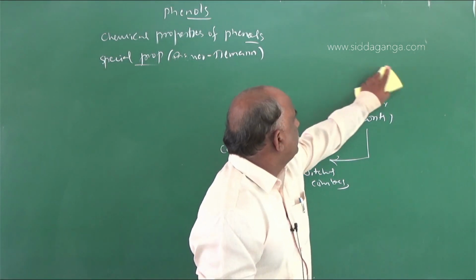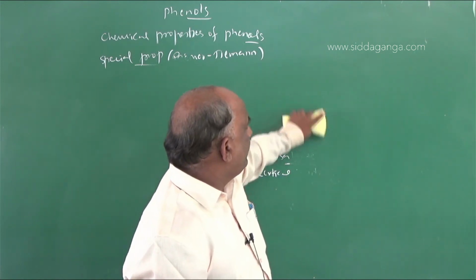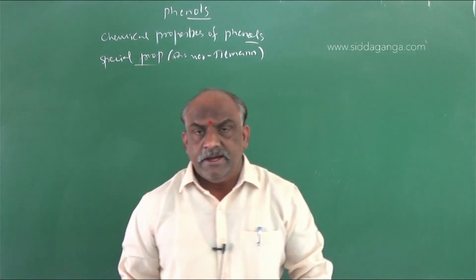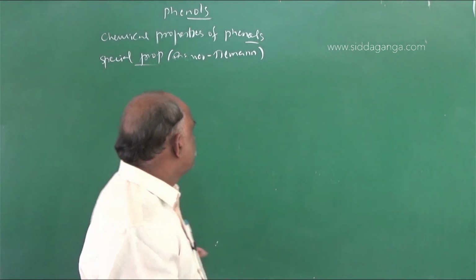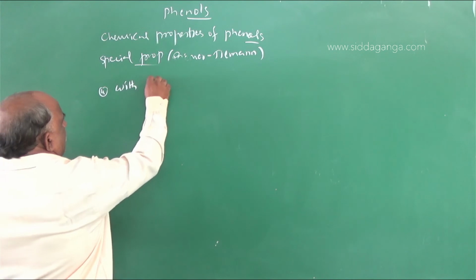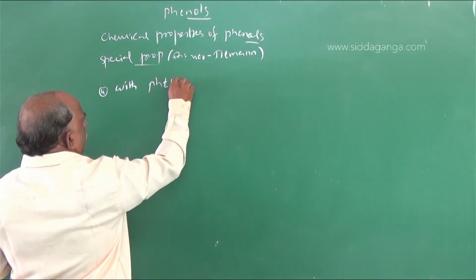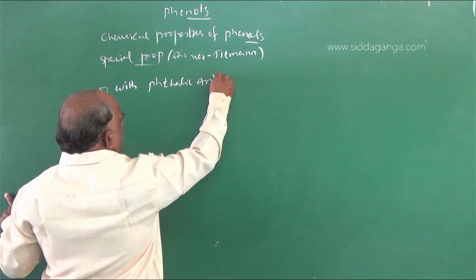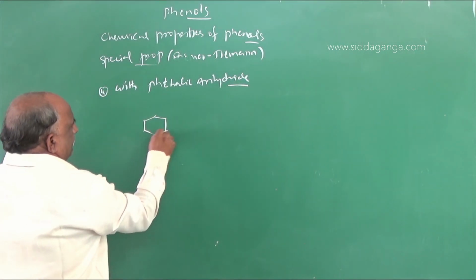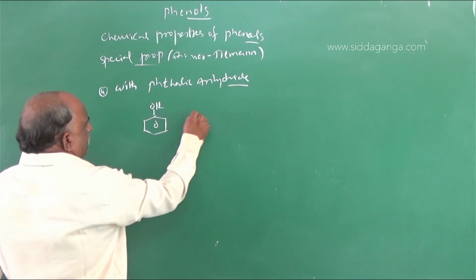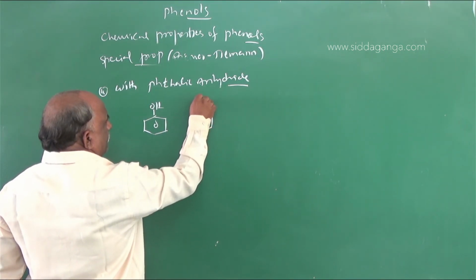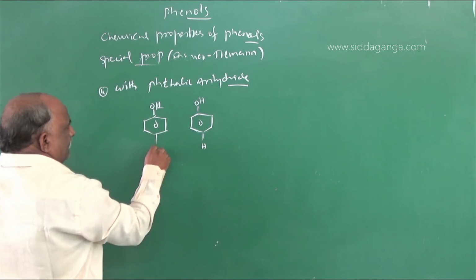This is one of the important points about phenols. And next one is the preparation of phenolphthalein indicator, which is also important. Number 4, with phthalic anhydride. Because of the time factor it is finished early, but like this. This is a phenol.